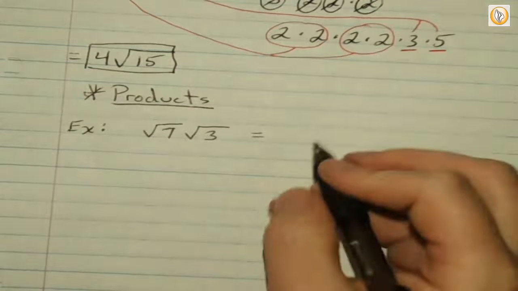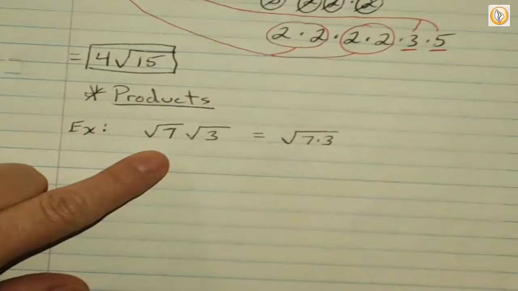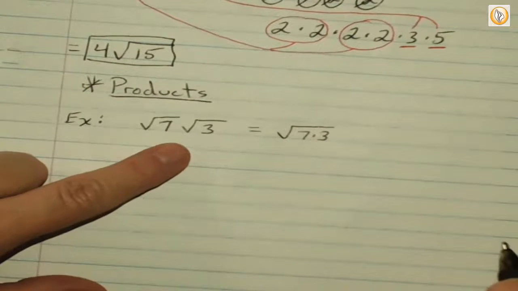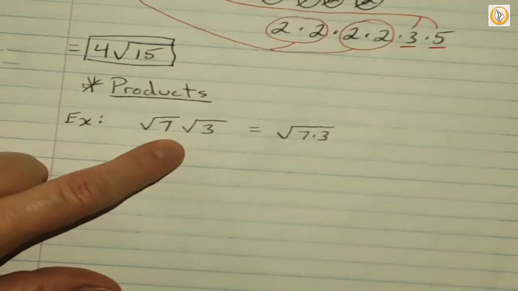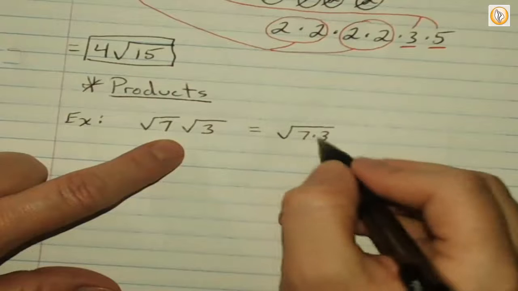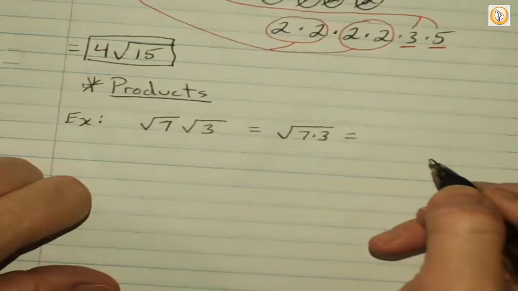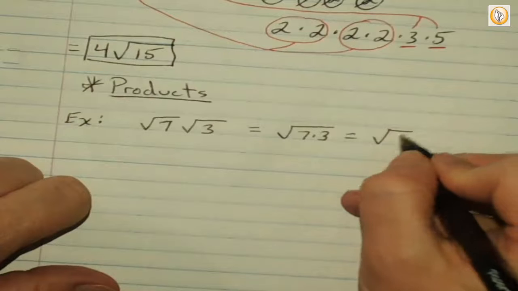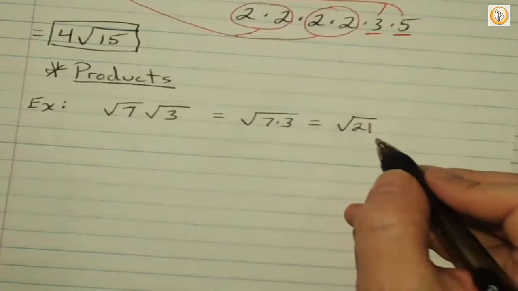This is how you solve it. You're multiplying, right? If there's no operation sign, we know that you're multiplying. So then we do 7 times 3 under the radical sign. What is 7 times 3? 21. Can this be simplified any further?